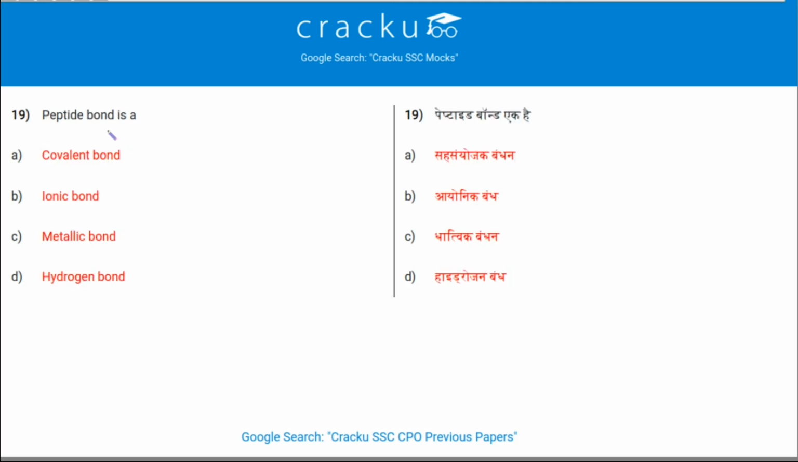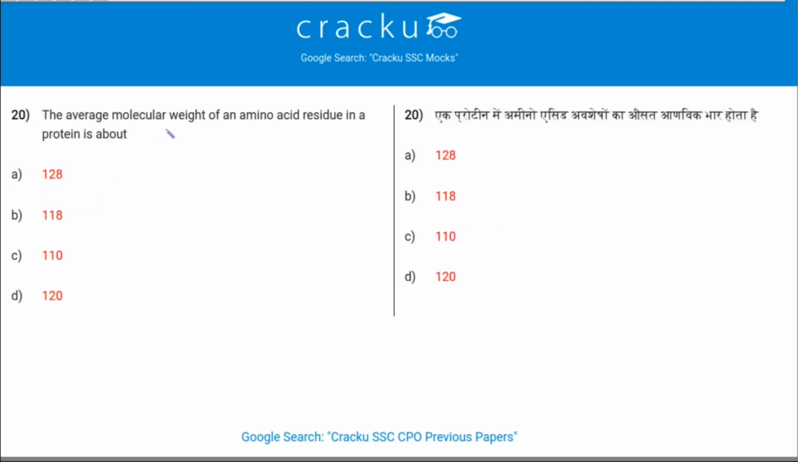Peptide bond is an amide type of covalent bond. So they are covalent bonds. Option A. Last question. The average molecular weight of an amino acid residue in a protein is about 110 Dalton. The unit here is Dalton. So option C is the correct answer.